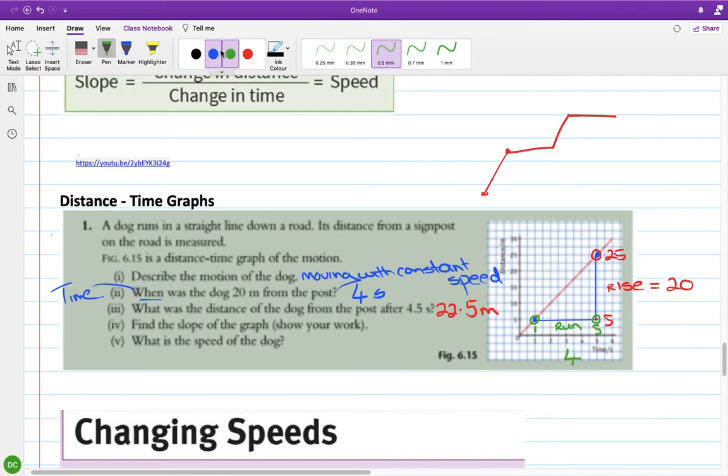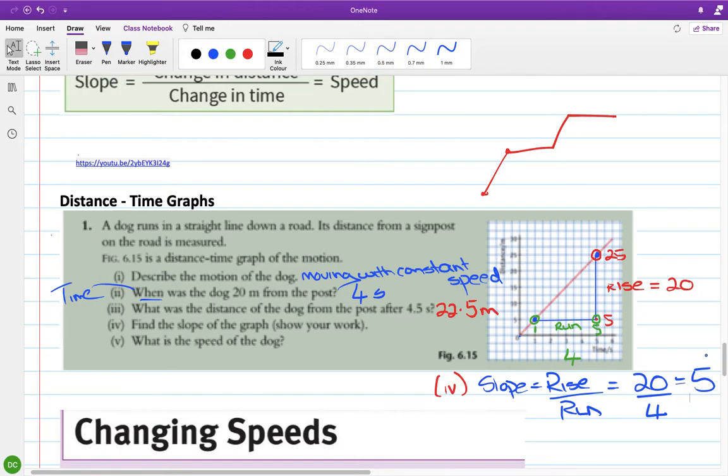So then to get the slope, I'm just going to bring this down a little bit because I have no room. So to get the slope, we do the rise over the run. The rise is 20, the run is 4, and that's a slope of 5. Okay?